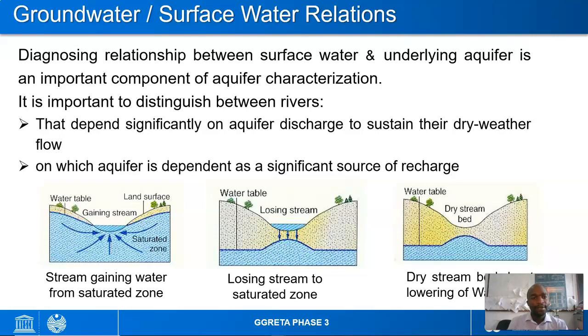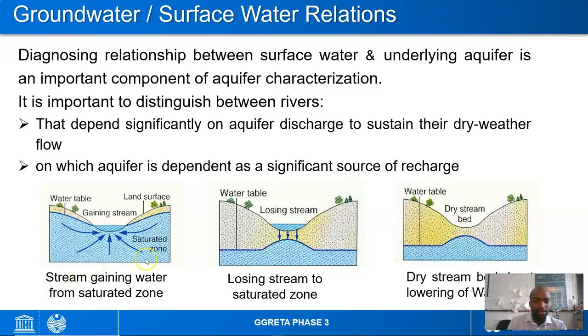Right, so diagnosing relationships between surface water and the underlying aquifer is an important component of aquifer characterization. It is important to distinguish between rivers that depend significantly on aquifer discharge to sustain their dry weather flow and those on which the aquifer is dependent as a significant source of recharge.